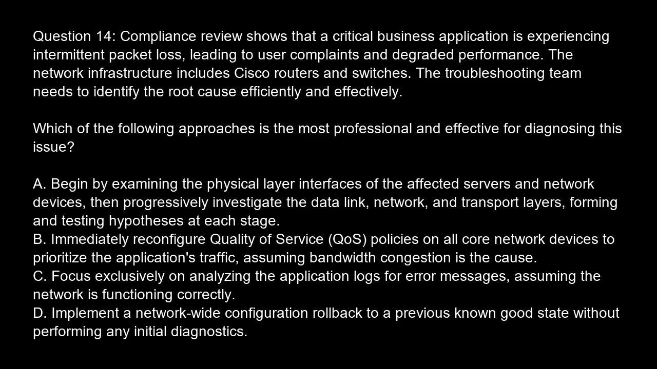Option A. Begin by examining the physical layer interfaces of the affected servers and network devices. Then progressively investigate the data link, network, and transport layers, forming and testing hypotheses at each stage. Option B. Immediately reconfigure quality of service, QoS policies on all core network devices to prioritize the application's traffic, assuming bandwidth congestion is the cause. Option C. Focus exclusively on analyzing the application logs for error messages, assuming the network is functioning correctly. Option D. Implement a network-wide configuration rollback to a previous known good state without performing any initial diagnostics.